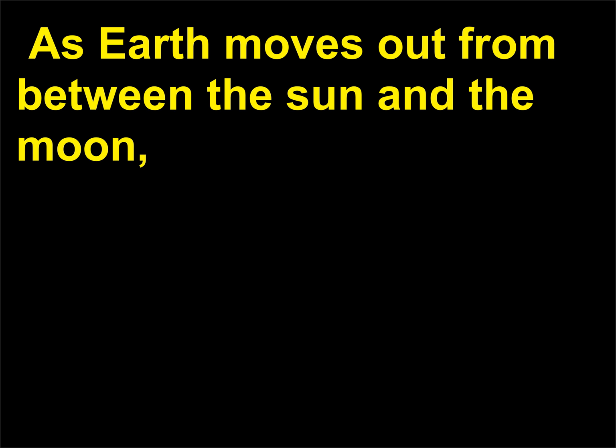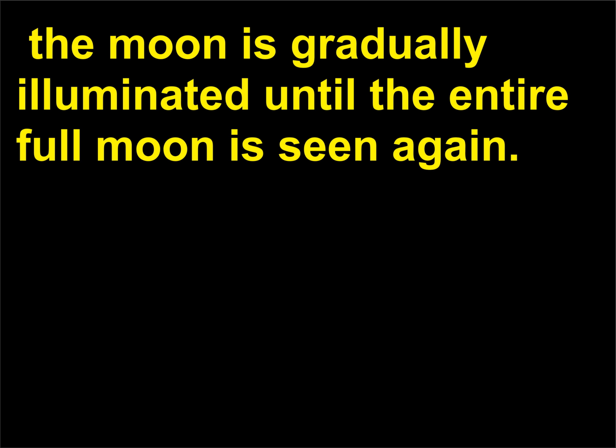As Earth moves out from between the Sun and the Moon, the Moon is gradually illuminated until the entire full moon is seen again.